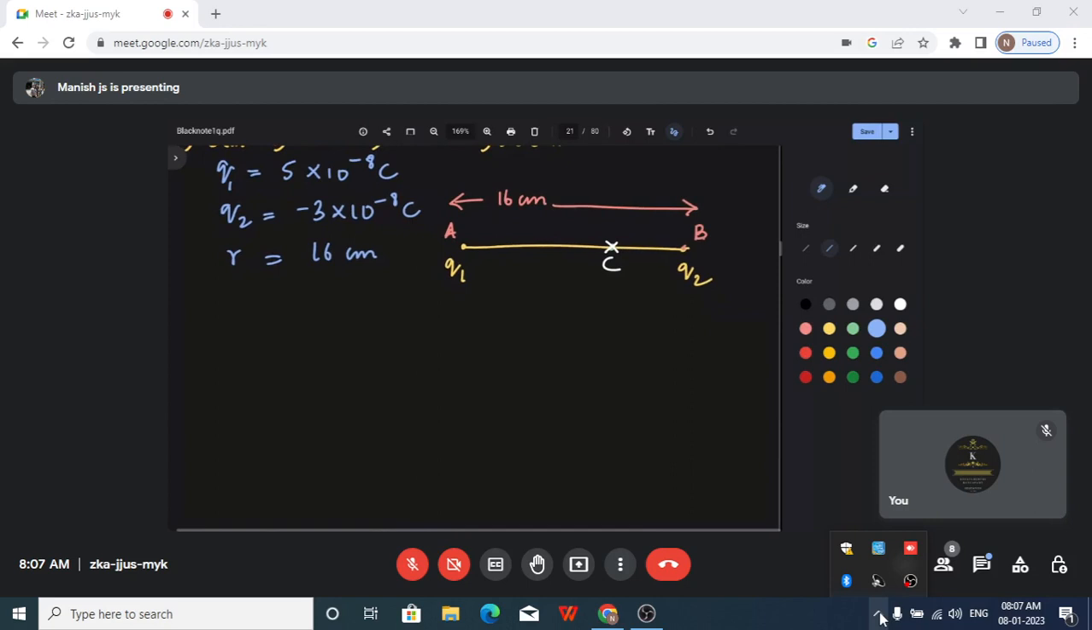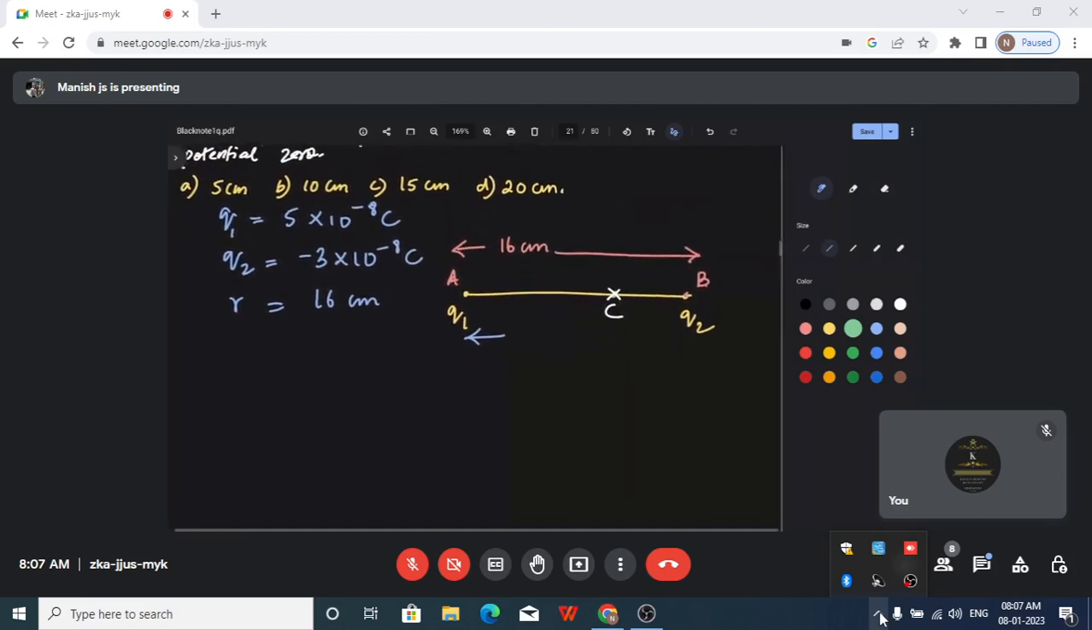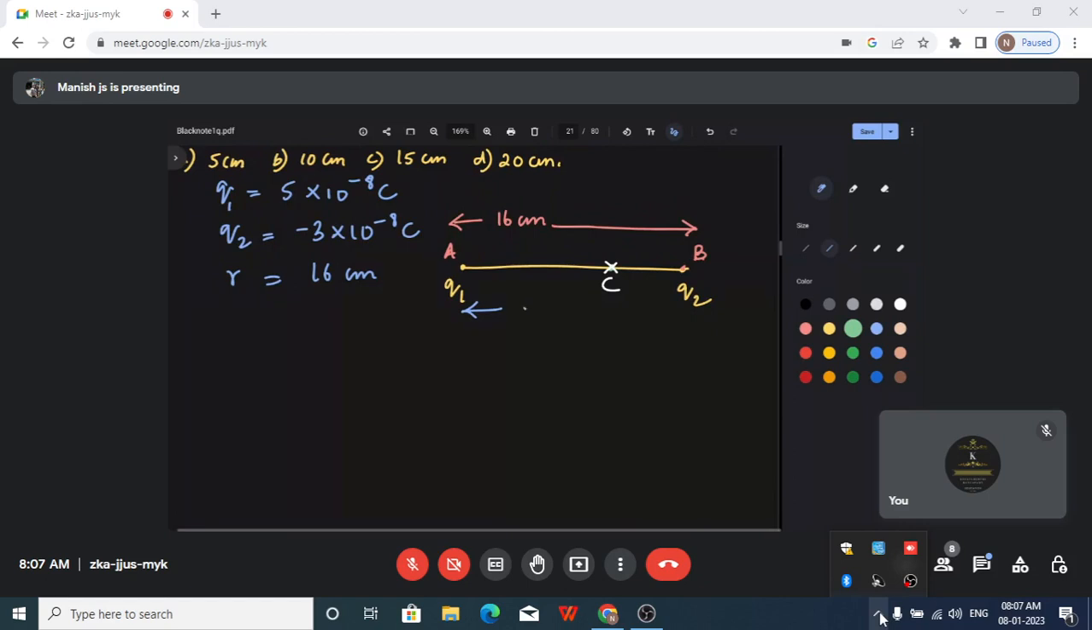The total distance is 16. For one charge, we can take the distance as an unknown variable, because if there are two unknowns we cannot really solve. So from Q1 to point C, since R is already used here, we will take this as D. So from Q1 to point C is D. Then what will be the distance from C to B?